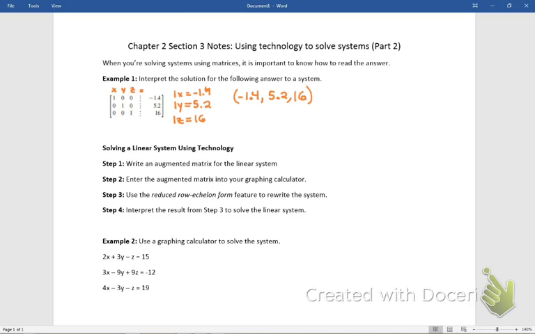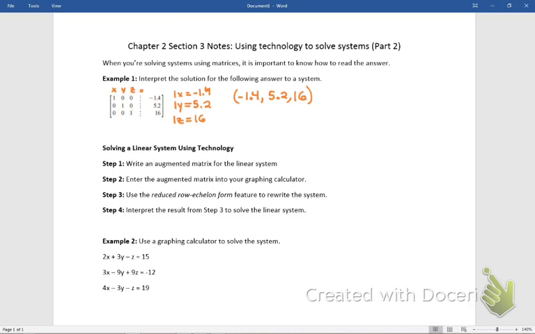Now, these are general steps for solving using technology. First, you write an augmented matrix. Then you enter the matrix into your calculator. You use the reduced row echelon form to rewrite the system. And then you interpret the results, just like we just did, to solve it.